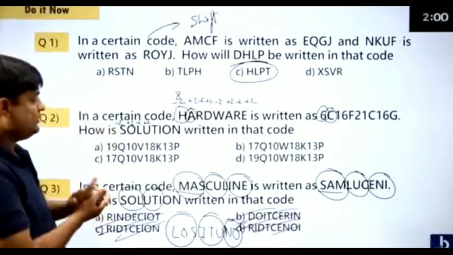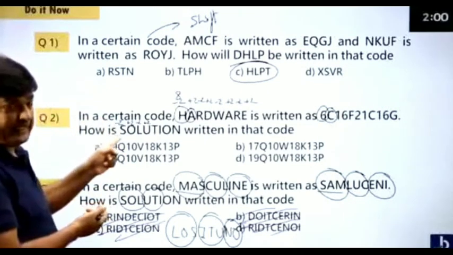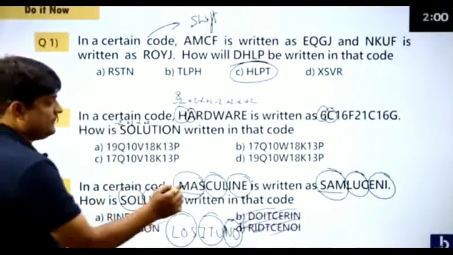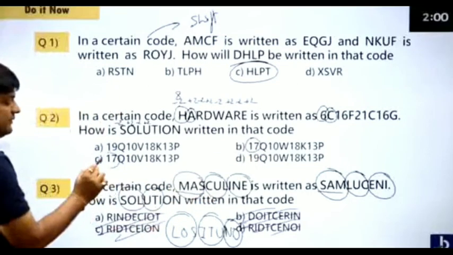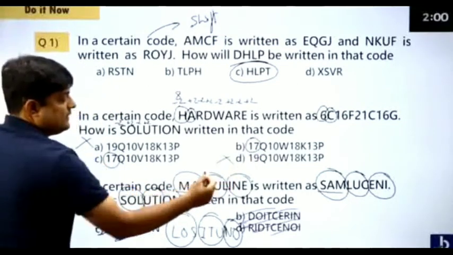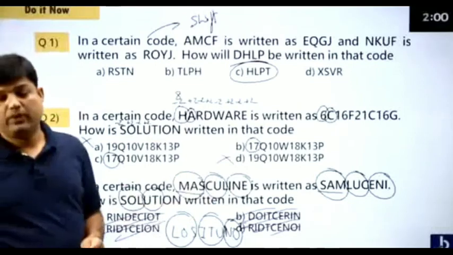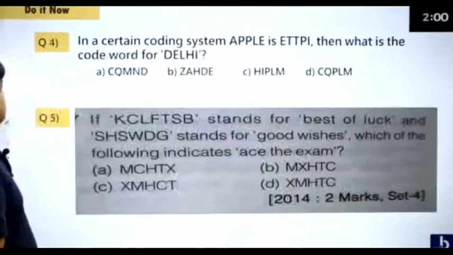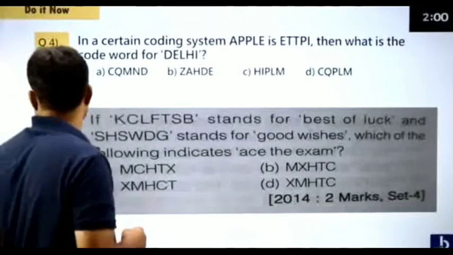S minus 2, that is 19. S is 19, 19 minus 2 is 17. 17 is here. 17 is here. These two cannot be the answers. Like this, you are supposed to go. Following? Clear? Now, make it faster, everybody. I'm going to give you the time once again.